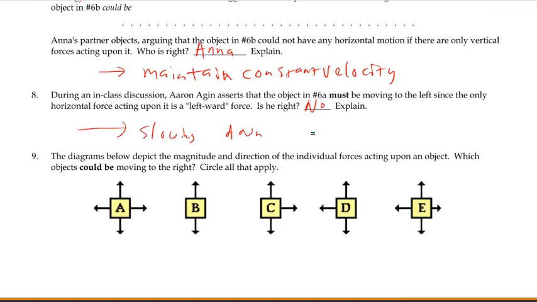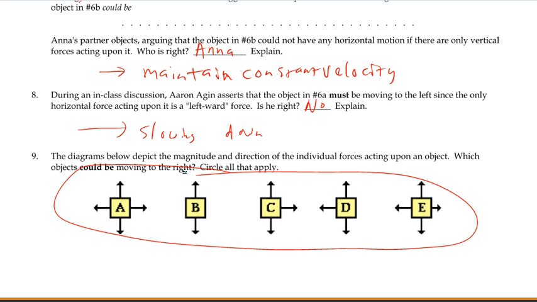And then 9, which ones could be moving to the right? Well, circle all that apply. Which ones should I circle? Again, I'm just going to make one big circle. There's nothing about the free body diagram that tells us the current state of motion. They could all be moving to the right. It would tell us whether it was going to speed up, slow down, or change direction. The free body diagram does not tell us the current state of motion. It indicates the change of state of motion.